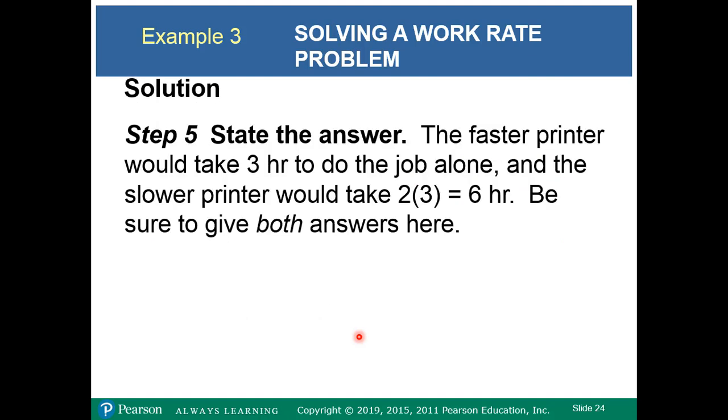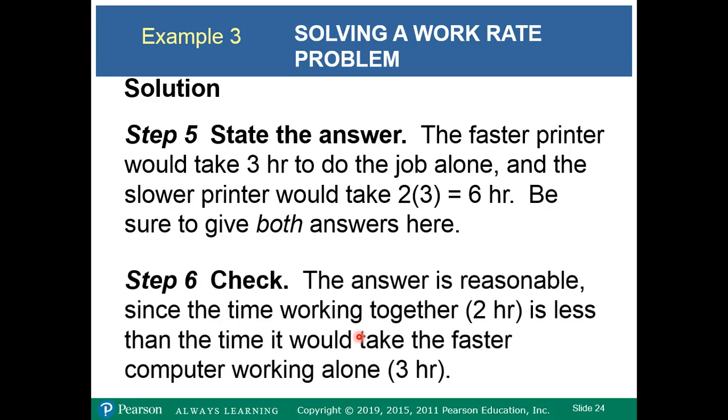So the faster printer will take 3 hours to do the job alone, and the slower printer would take 6 hours. Be sure to give both answers here. Don't forget that they're asking you for 2 answers. And then check the answer. The answer is reasonable since the time working together, 2 hours, is less than the time it would take for the faster printer to do the work alone.